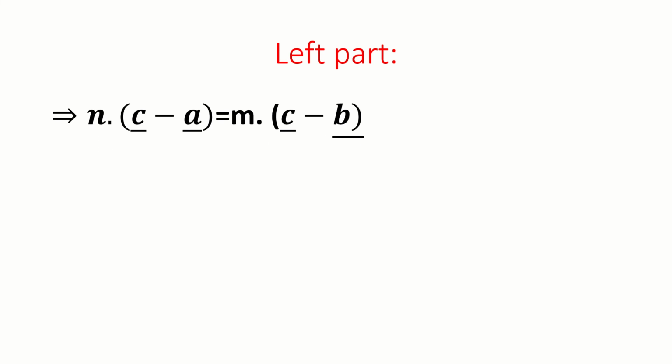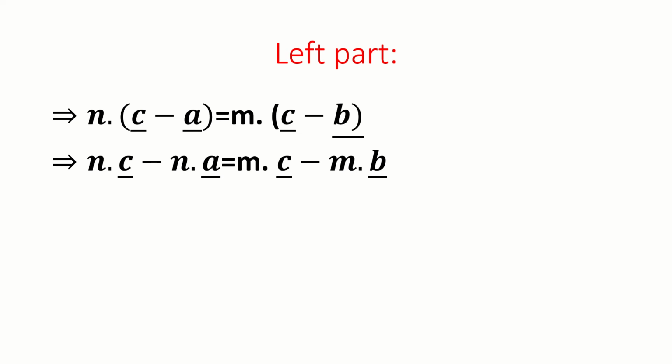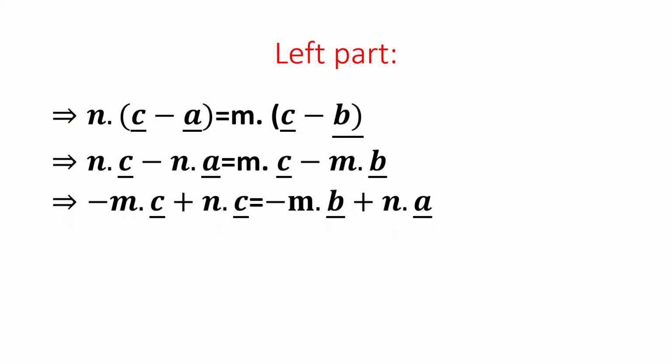Left part, n into C vector minus A vector. C vector minus A vector is the position vector of AC vector, equal to m into C vector minus B vector. This is the position vector of BC vector. Now multiplying, we will get n into C vector minus n into A vector, equal to m into C vector minus m into B vector.